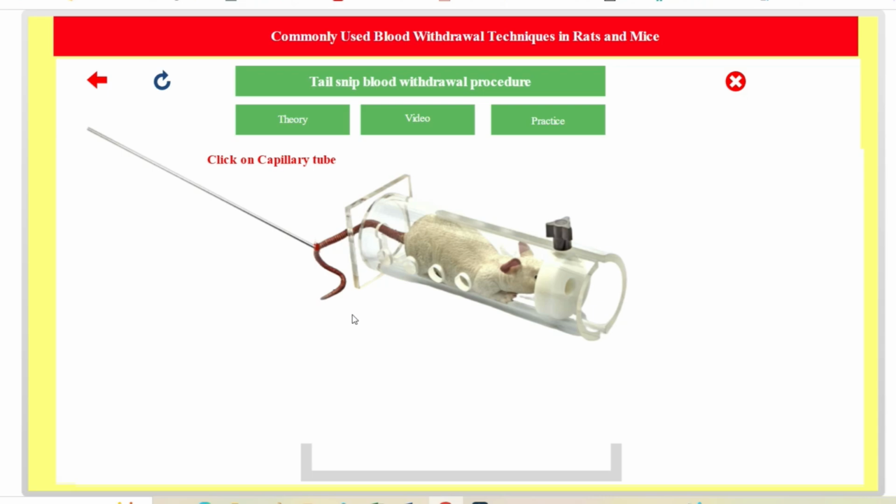It is very easy, or we have to pinch here to get the blood. So we can collect only a very small amount of blood for blood glucose level determination. We generally use this method. We will click on the capillary tube. Now you can see it is not giving that much blood. But here it is showing practice, so we can understand these things. So we will go ahead.